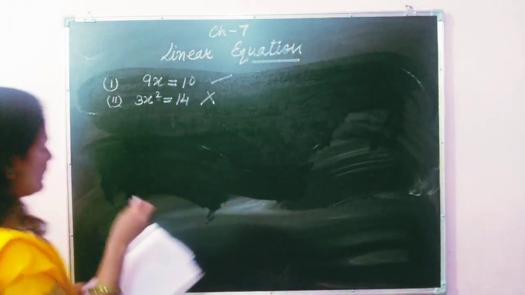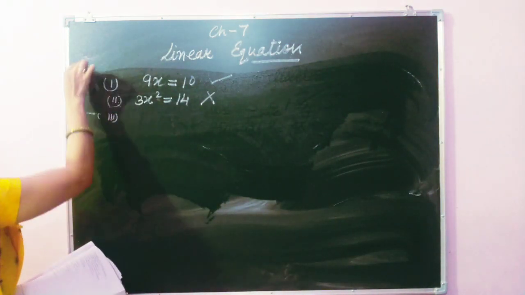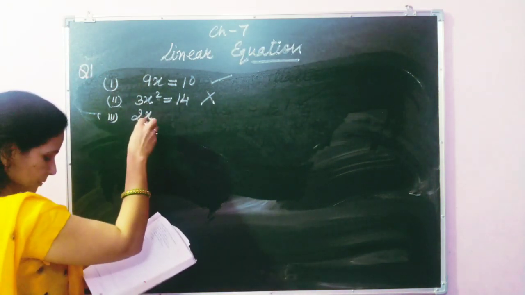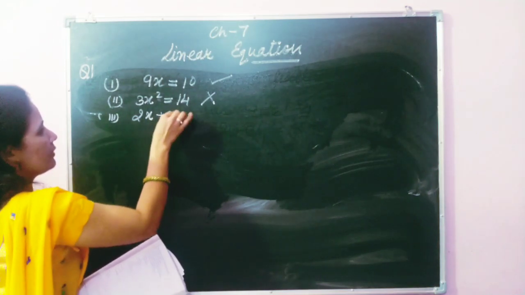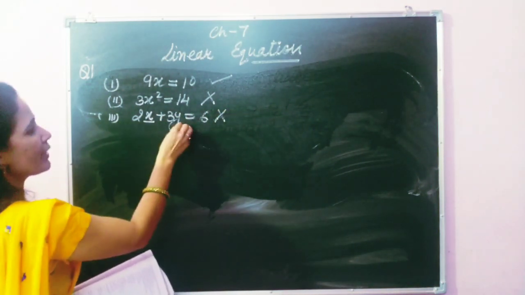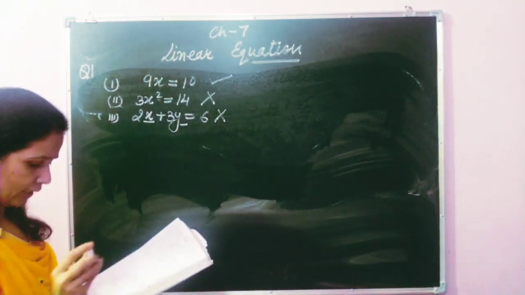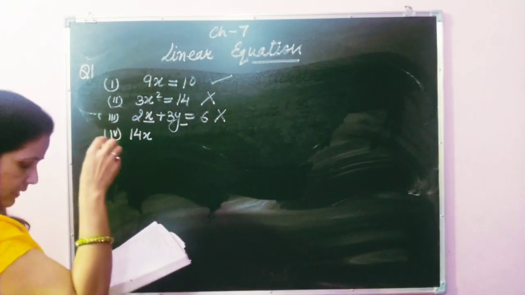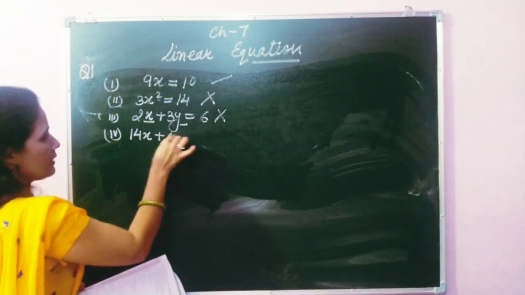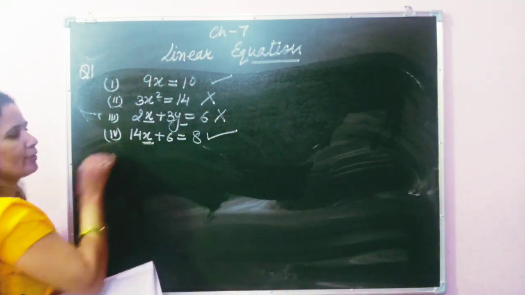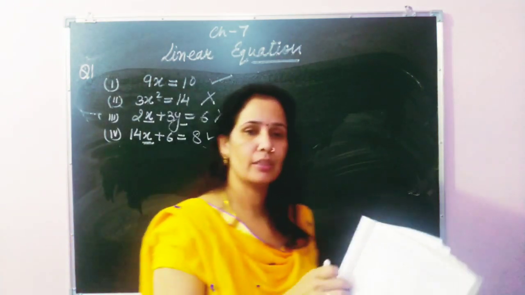Third part of question number 1: 2x plus 3y equals 6. This is also not a linear equation, because we have used two variables in this one. Fourth one, 14x plus 6 equals 8. Yes, this is a linear equation because we have used one variable in this question.